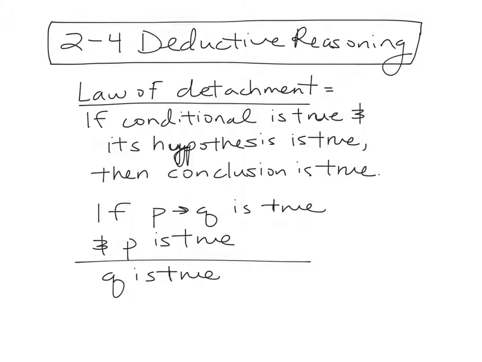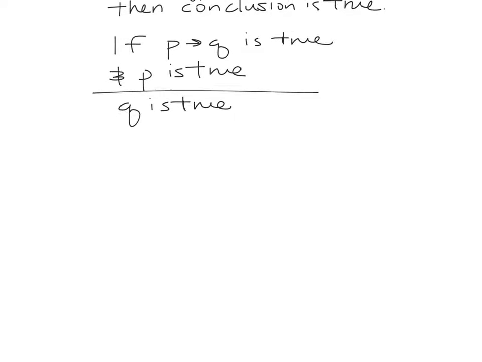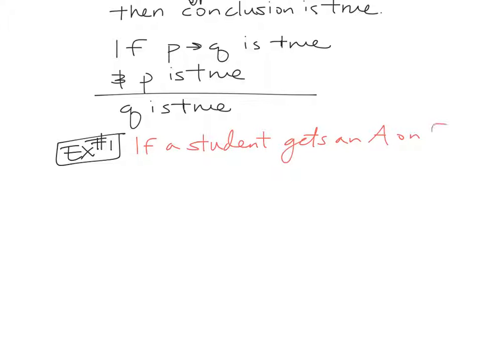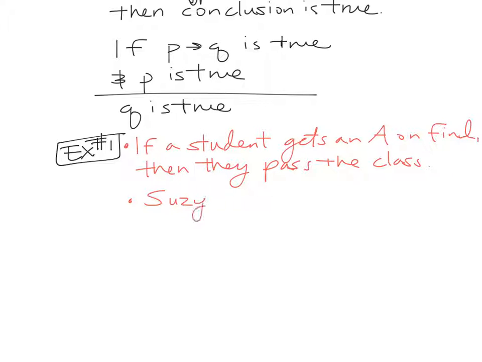And we say, Susie got an A on her history final. So this is example 1. Let's write it out. If a student gets an A on the final, then they pass the class. We're saying that is a true statement for whatever class it is we're talking about, for world history. The next statement they give us is Susie got an A.